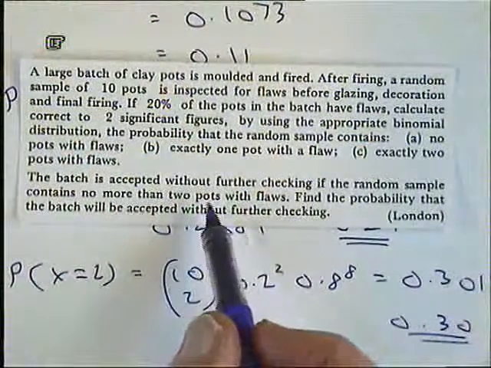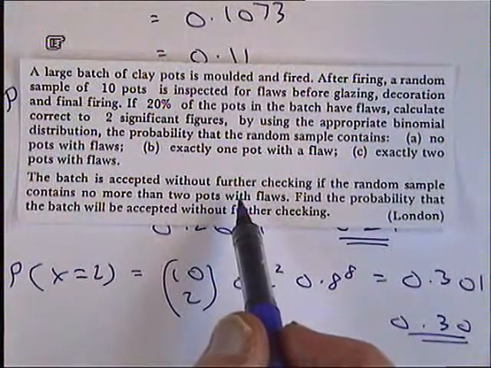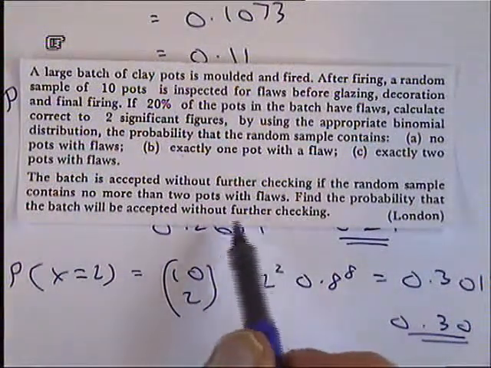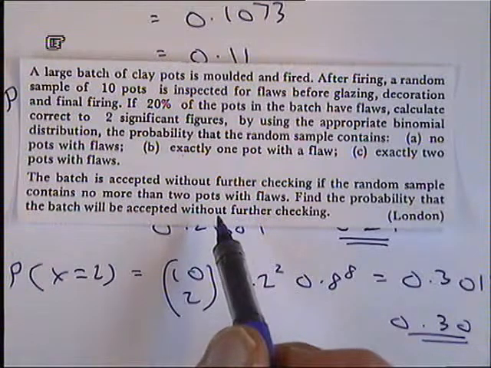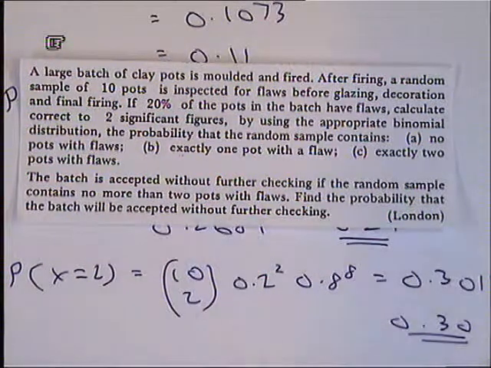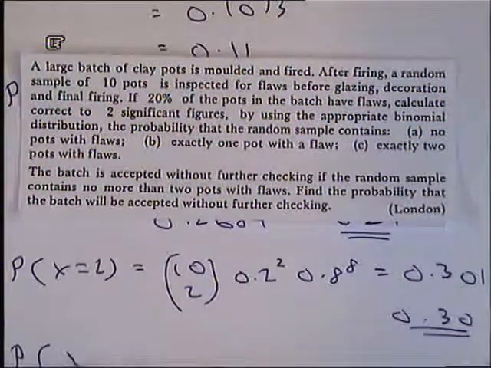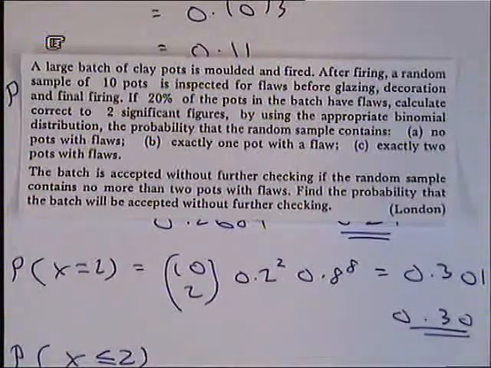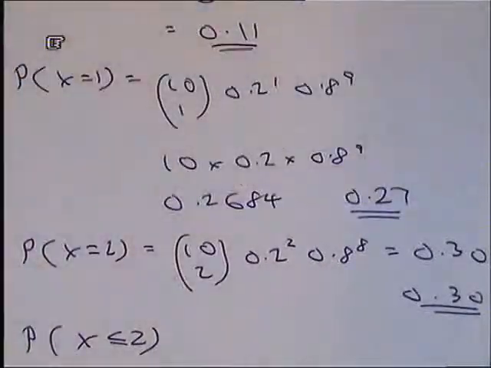The final part of the question said, the batch is accepted without further checking if the random sample contains no more than 2 pots with flaws. Find the probability the batch will be accepted without further checking. So I want the number of flaws to be no more than 2. So I'm looking for the probability X is less than or equal to 2. Well, that's the same as 0 or 1 or 2.